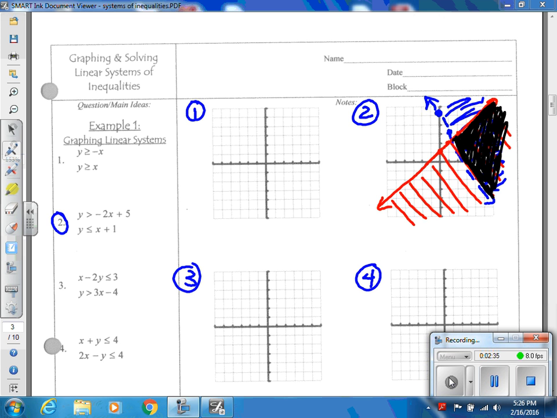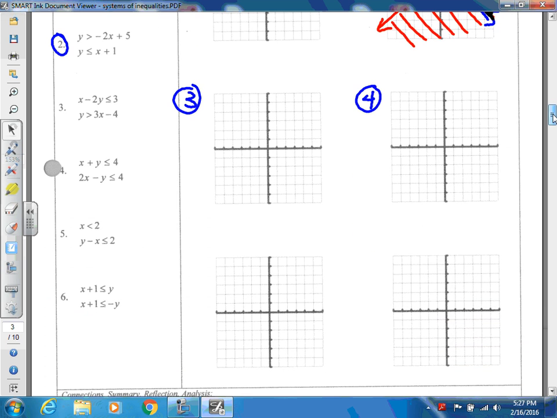So you do need to darken in for me where the two overlap so that I can know that that's where you're telling me the answer is. So make sure that you're doing that each time. All right, so let's go and try another one together. Let's go ahead and jump down to number 4.